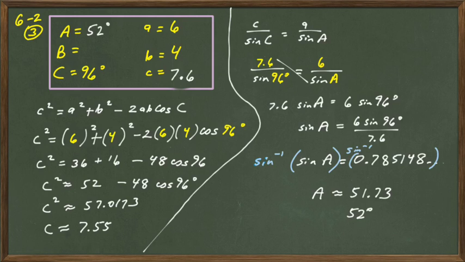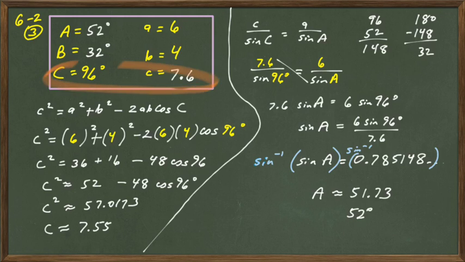What's 96 and 52? 96 and 52 is 148, I believe. If I take 148 from the total degrees in a triangle, that leaves me with 32 degrees, I believe. 32 degrees. Now, is the biggest side opposite the biggest angle? Is the smallest side opposite the smallest angle? So are there questions on number 3 here?